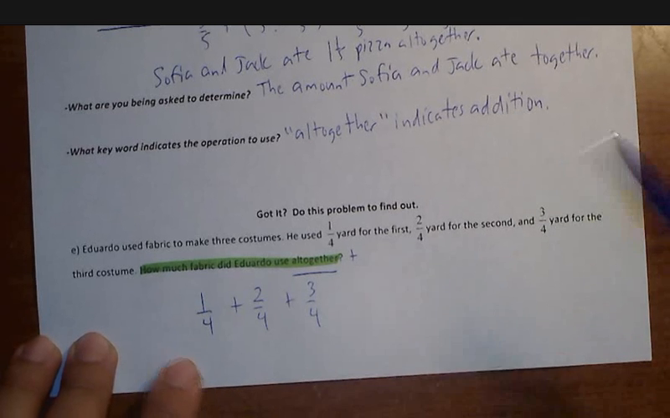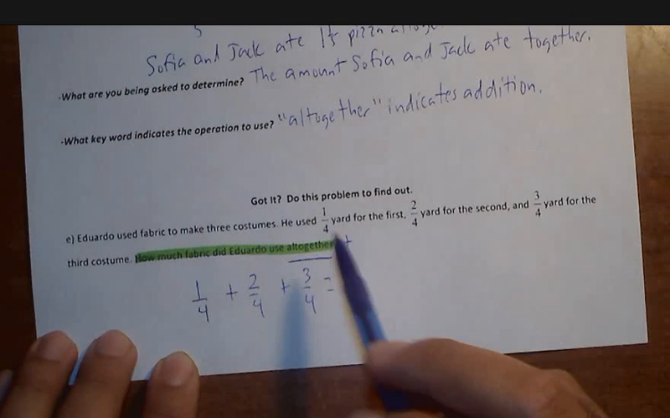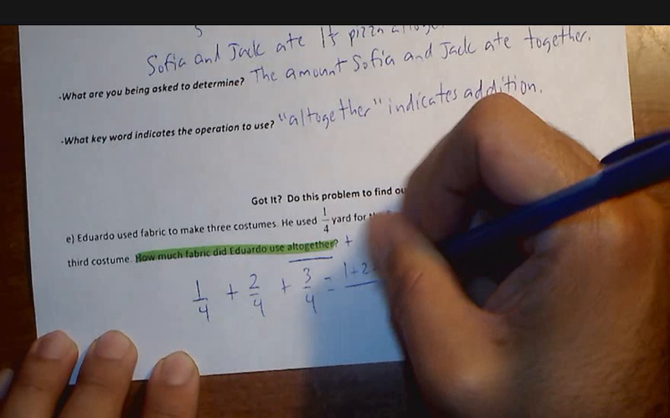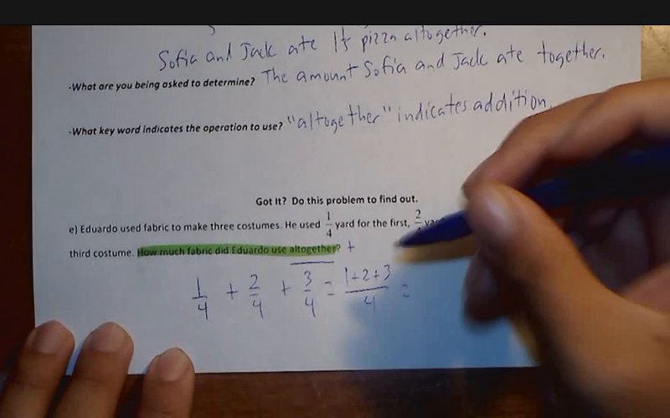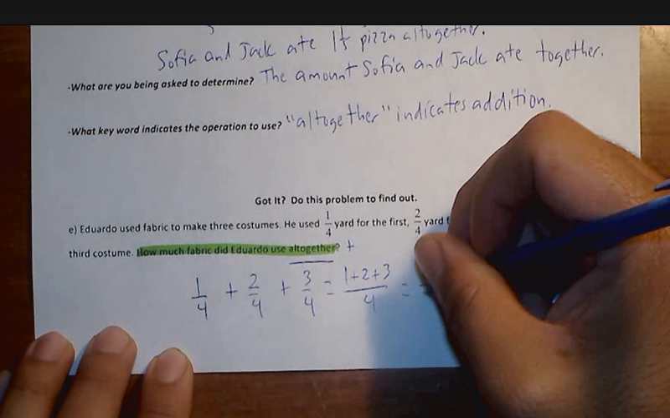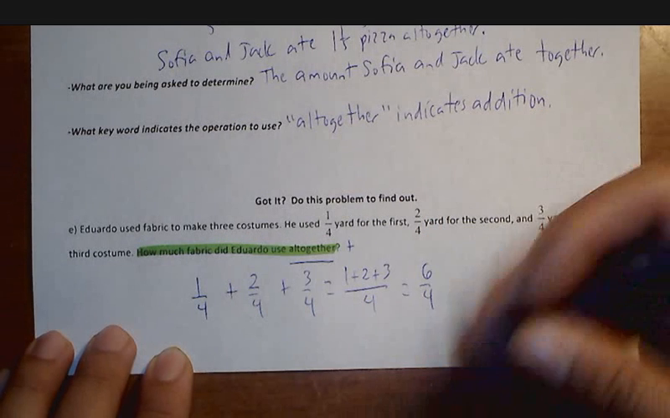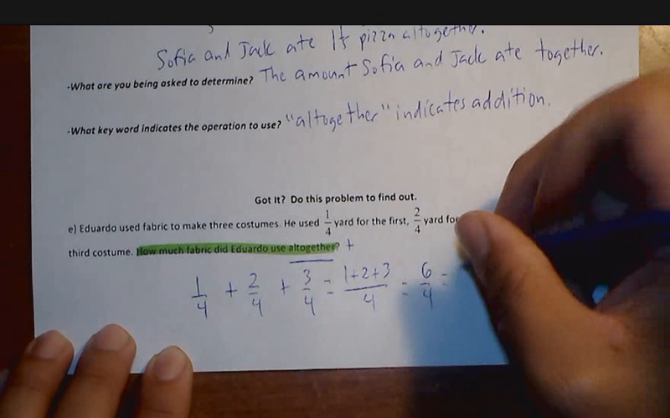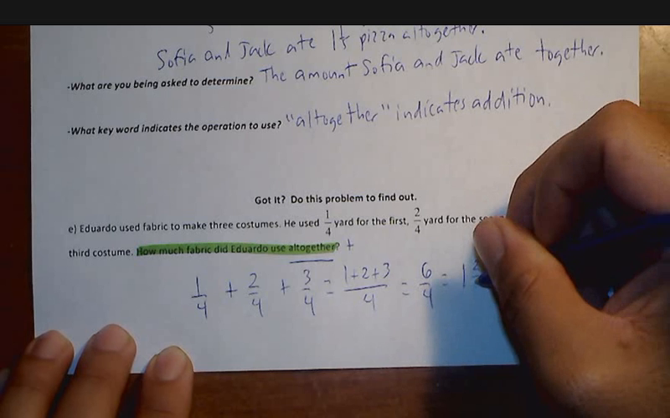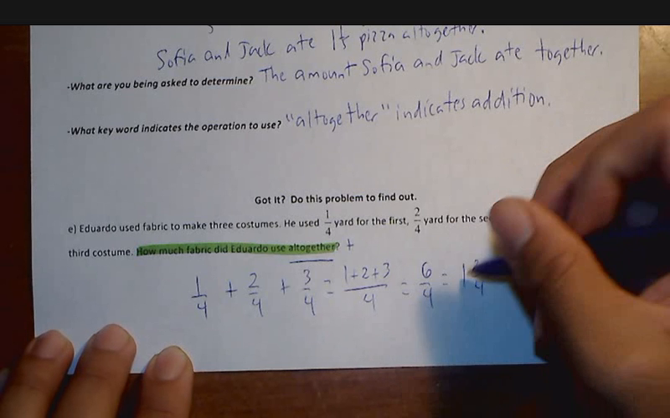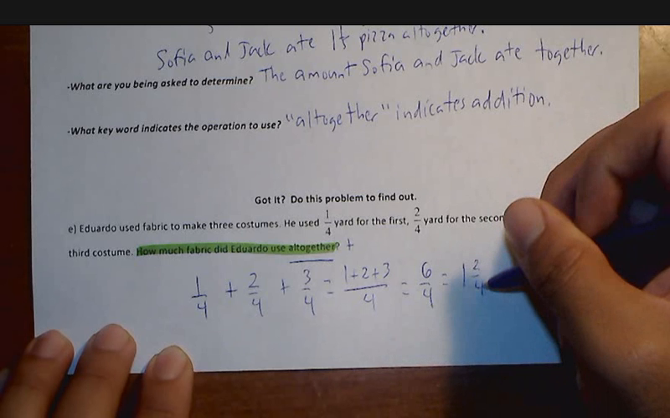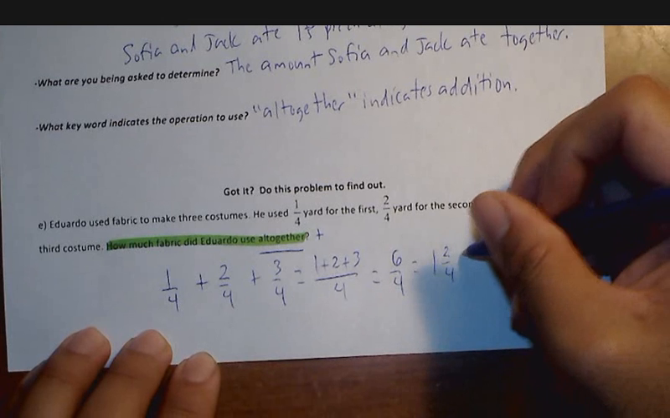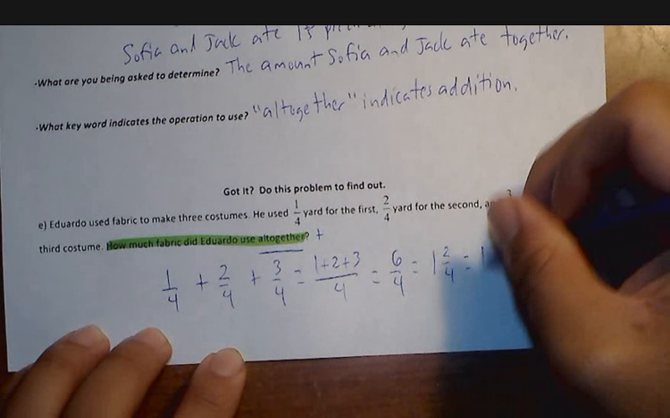Now, because I have common denominators, I want to add all the numerators together to get 6/4. Now, I want to change this into a mixed number. So I'm going to divide 6 by 4 to get 1 2/4. 4 goes into 6 one time. The remaining difference is 2, and I keep the denominator the same. But this isn't simplified all the way. I have to simplify 2/4. I'll simplify that to 1/2, because 2 divided by 2 is 1 and 4 divided by 2 is 2.